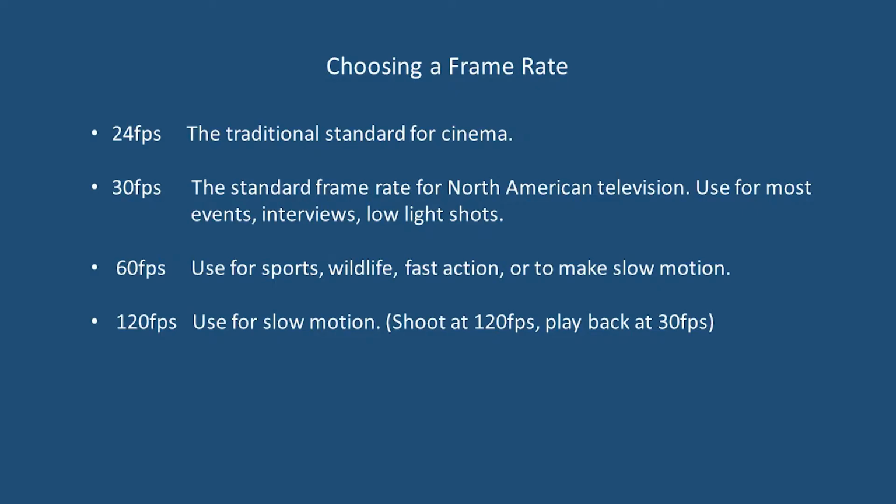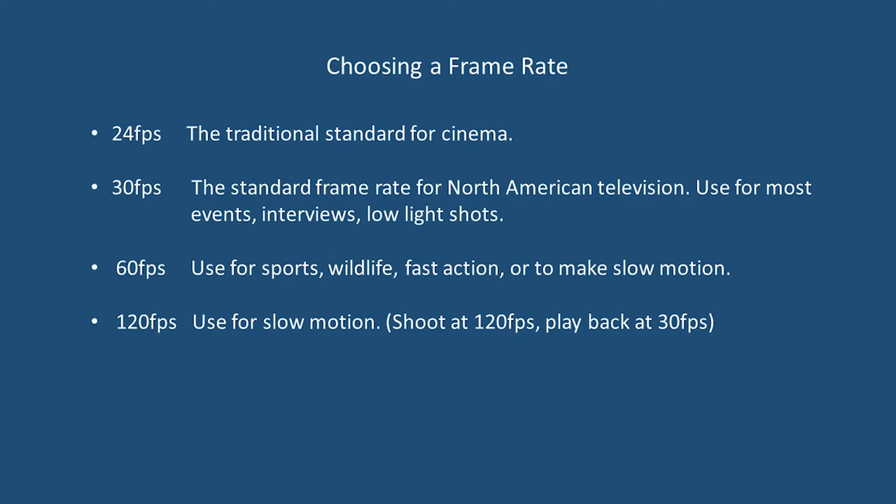This is a list of some of the common frame rates that you might have to choose from. Before we talk about them, I'm going to get sidetracked just a little bit and talk about 24 frames per second. If you go to the internet and Google frame rates, the first thing that it's going to tell you is that 24 frames per second is what you use for cinematic video. I've got two problems with this.